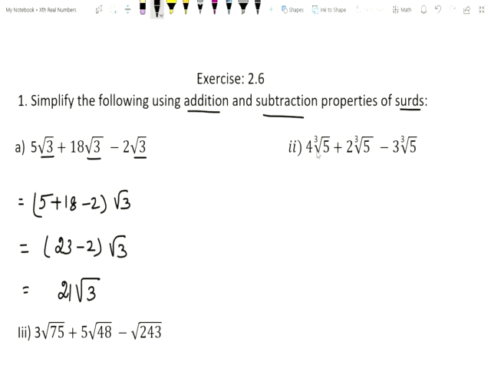And see the next one: 4 cubic root of 5, 2 cubic root of 5, minus 3 cubic root of 5. Here which is common, children? Cubic root of 5. That you take out, and the remaining we write as the coefficients, 4 plus 2 minus 3. 4 plus 2, what will you get? 6. 6 minus 3? 3. 3 cubic root of 5. You understand, children?